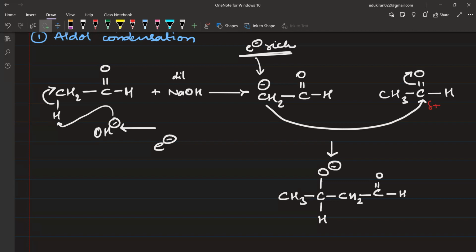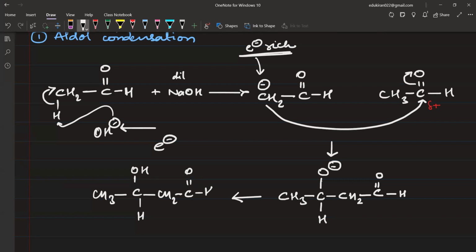Right. The next thing that is happening, we have a plenty of water molecule because we are in dilute NaOH. This will automatically get converted to CH3, COH. This oxygen will get the hydrogen, and here we'll have the hydrogen, and here you'll have CH2 and C double bond O, and here you will have H. Okay. This is the aldol reaction. Here we have aldehyde, and here we have OH. So aldol, aldehyde, OL for OH. This is the aldol reaction.